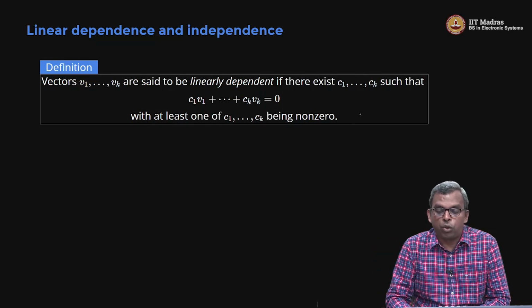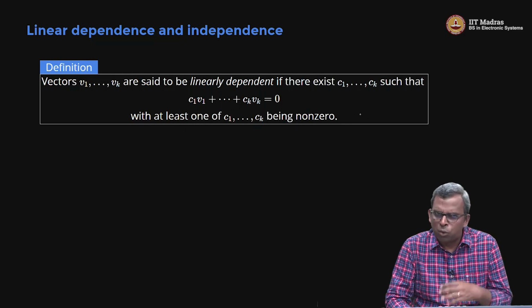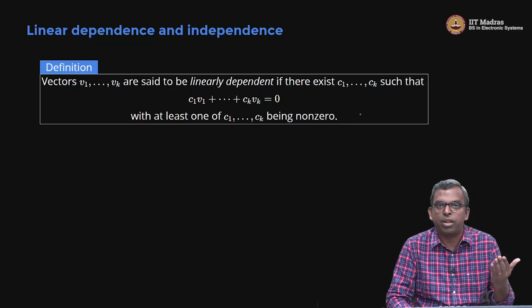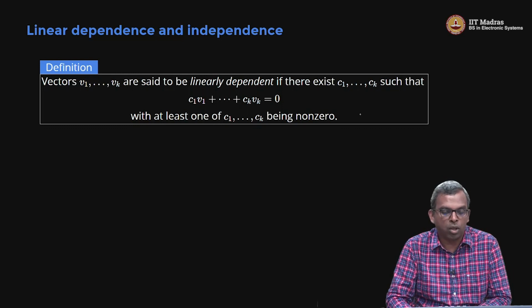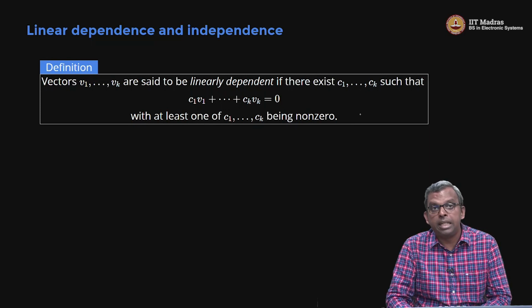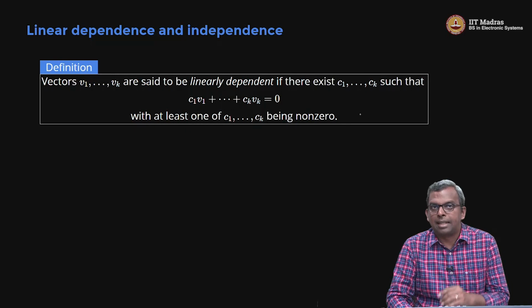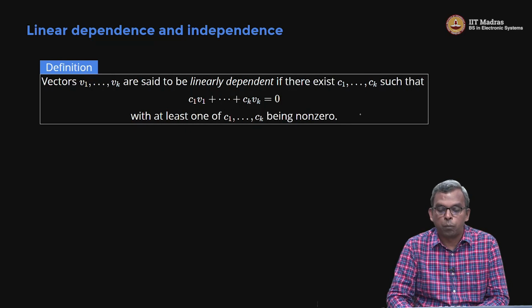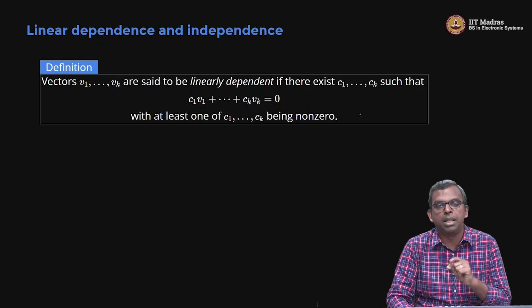K vectors V1 to Vk in Fn. When I don't mention anything, these vectors are in Fn because Fn is the vector space we are considering. And remember what F is: F could be real numbers R or complex numbers C. These V1 to Vk are said to be linearly dependent if there exist scalars C1 to Ck such that C1 V1 plus so on till Ck Vk equals 0, with at least one of these scalars being non-zero.